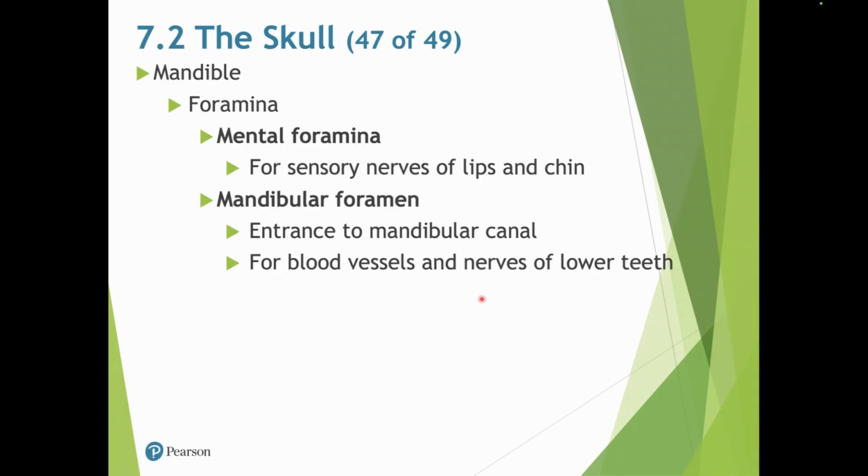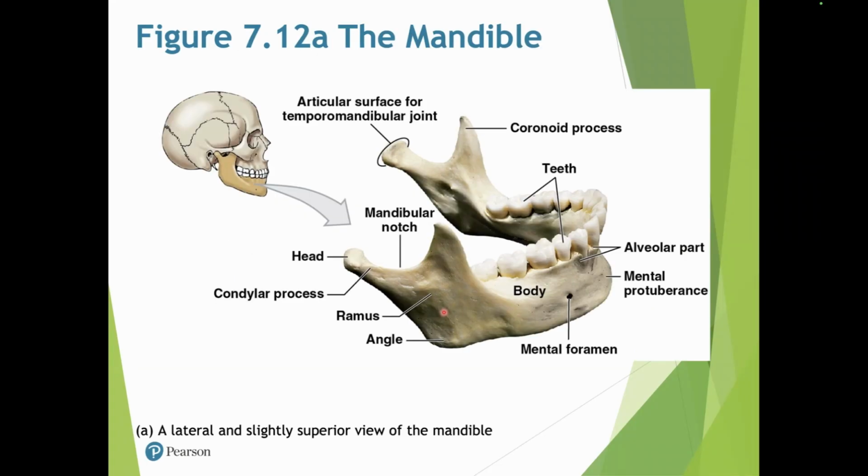So let's talk about the foramina. You have your mental foramina. Those are for your sensory nerves of the lips and the chin. You have your mandibular foramina. That's going to be your entrance to the mandibular canal for blood vessels and nerves of the lower teeth.